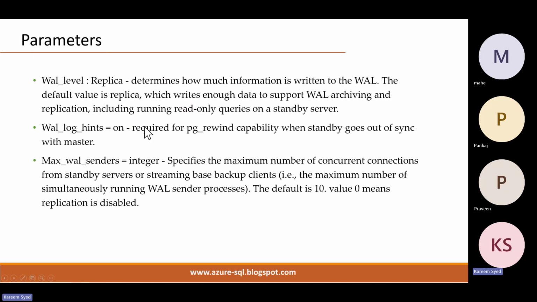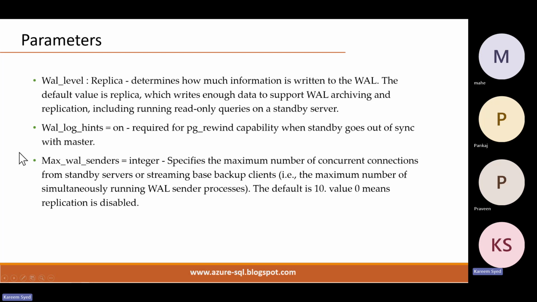So what parameters do we have to set here in the primary? wal_level. wal_level should be replica. By default, we know that it is replica. By default, it is disabled, so we need to enable this parameter.